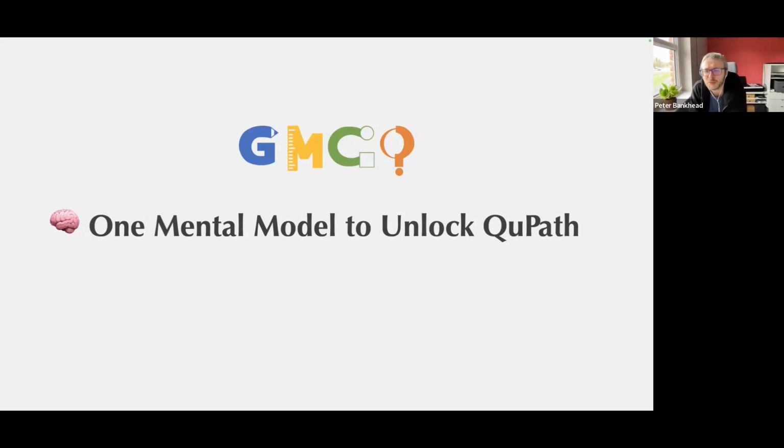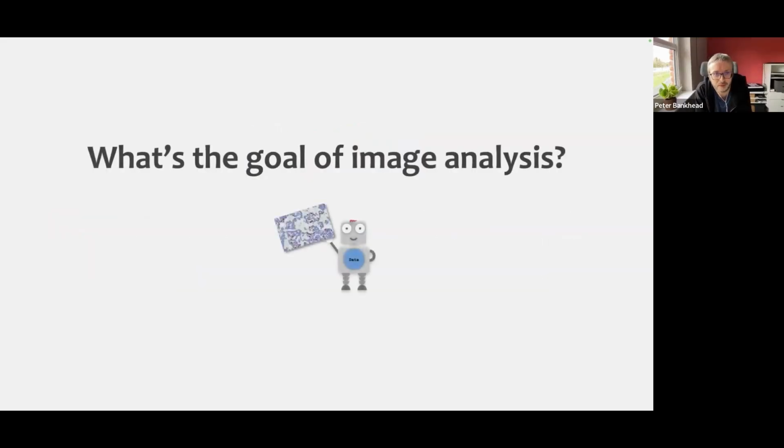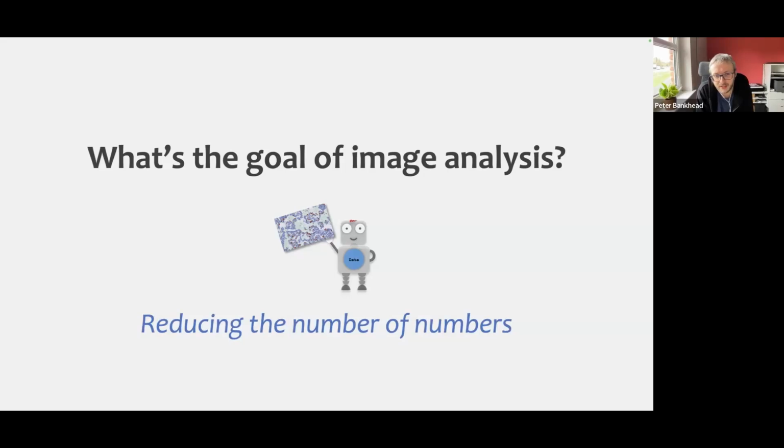But firstly, I just want to give another few slides on this mental model that will help you understand everything about how QuPath is working and relate that to ImageJ, so that you have the two different approaches to image analysis in your mind. To begin, I want to say just a few words about what the goal of image analysis is in the first place. And I would say that one way to summarize it is that you want to reduce the number of numbers.